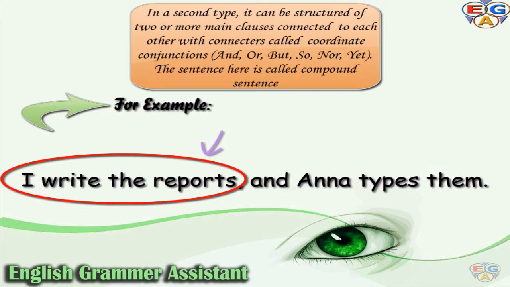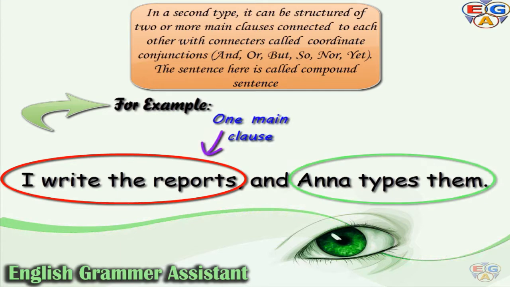For example, I write the reports and Anna types them. In this example we have two main clauses connected with the conjunction and, and each clause has a subject and verb. The first clause is I write the reports. The second clause is Anna types them.